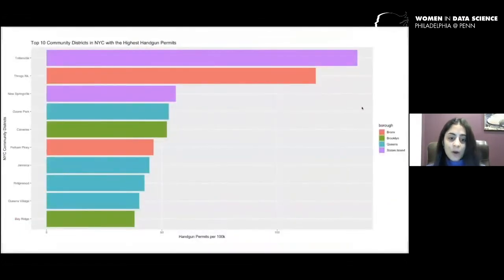Next, we created a bar graph of the 10 community districts with the highest number of handgun permits. Some interesting things to note are that the community districts with the highest concentration of handgun permits are in Staten Island and the Bronx, which have a relatively low population density. Surprisingly, the most populated borough, Manhattan, does not appear on this top 10 list.